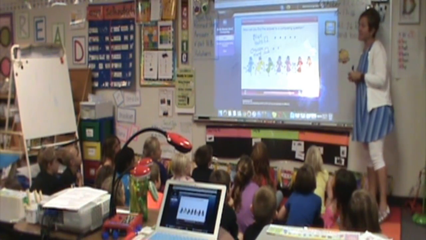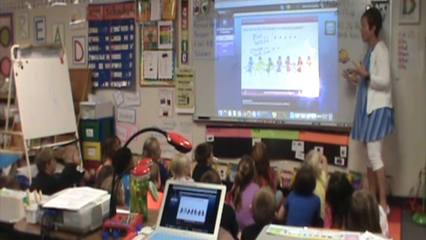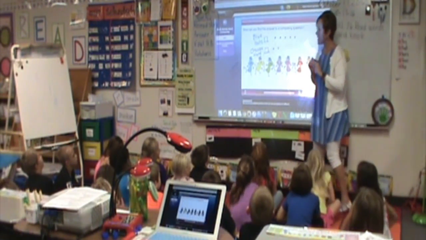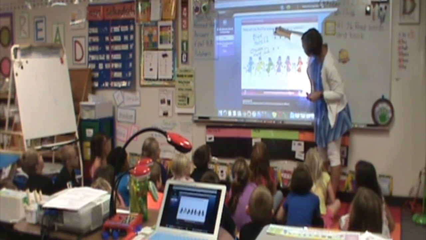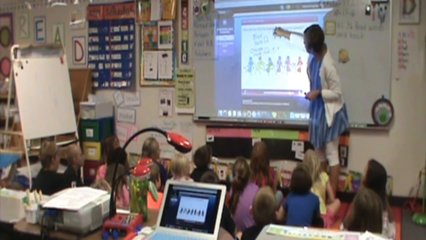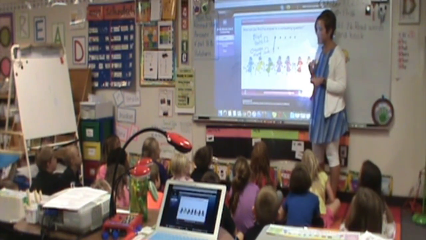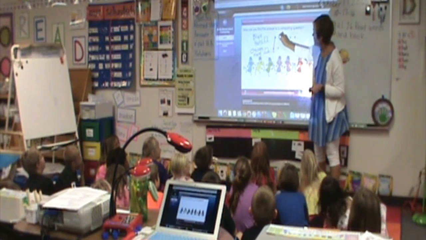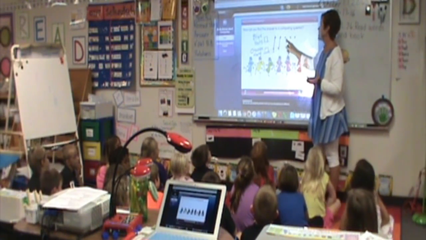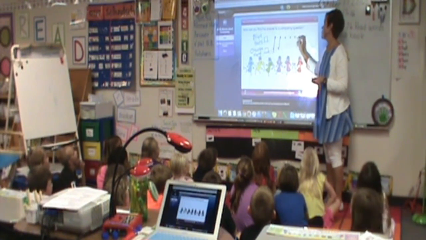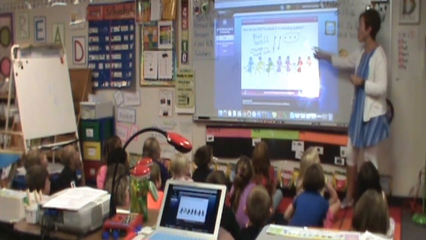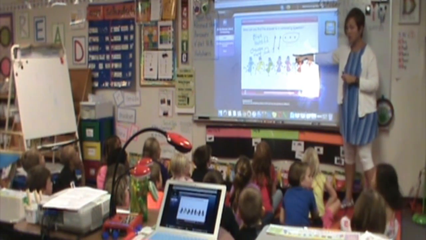Now I have my strategy. Now I get to figure out my difference, my comparison. So what I'm going to do is I'm going to take my pencil and I'm going to find where they're the same. This one is the same, and this one is the same. So what I have left over is 1, 2, 3. I have 3 more blue hats than orange hats.